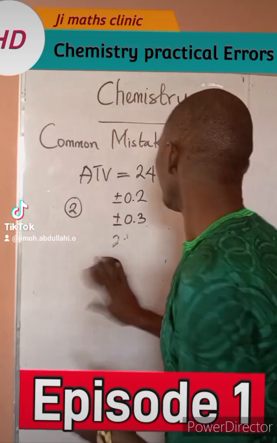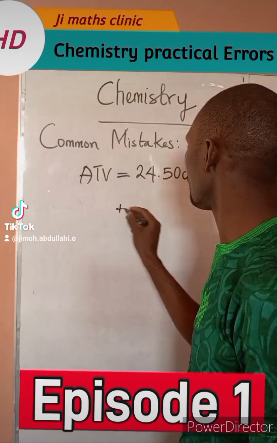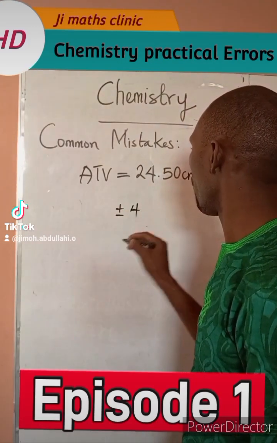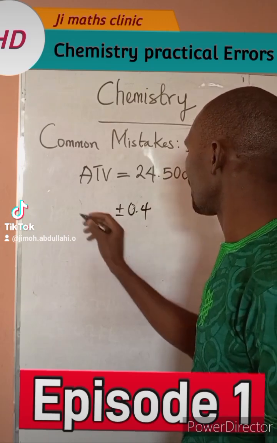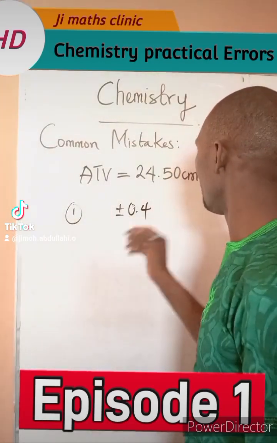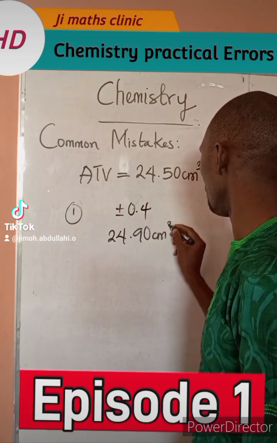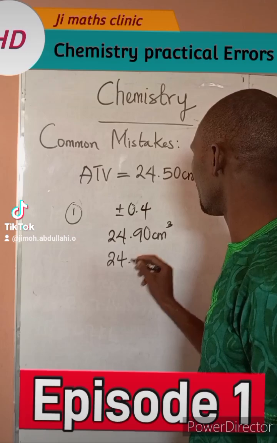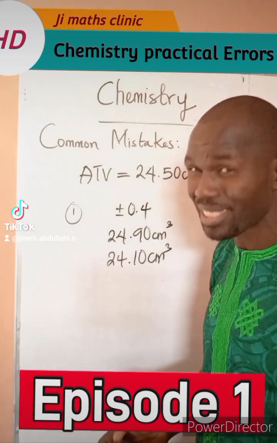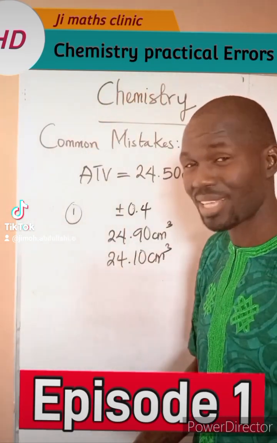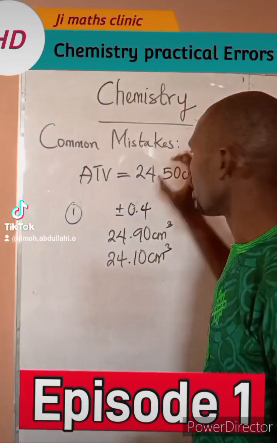Now, the second to the last is when your own is plus or minus 0.4. That is just 1 mark. Let's say your own now is 24.90 cm3 or 24.10 cm3. So you are going to score 1 mark for it. Imagine all the stress you pass through in your practical exam. At the end of the day, you score 1 mark for each, because you didn't obey the instruction.